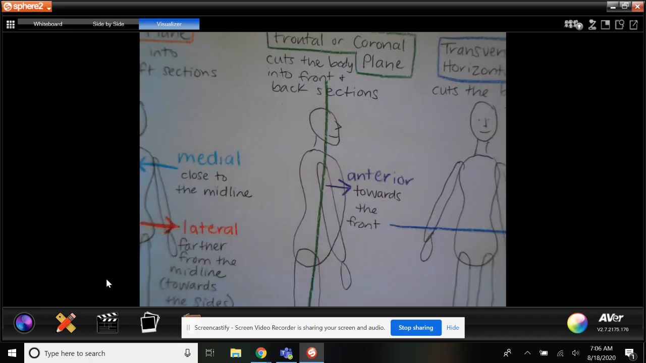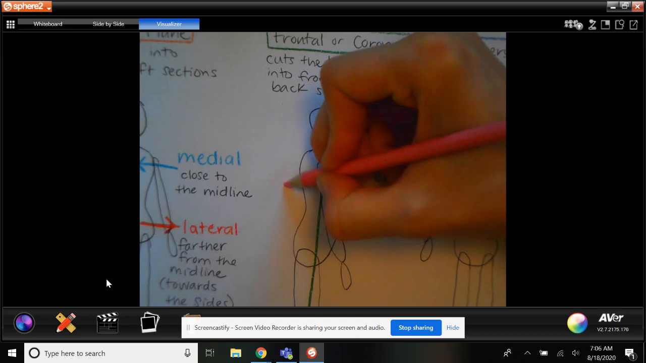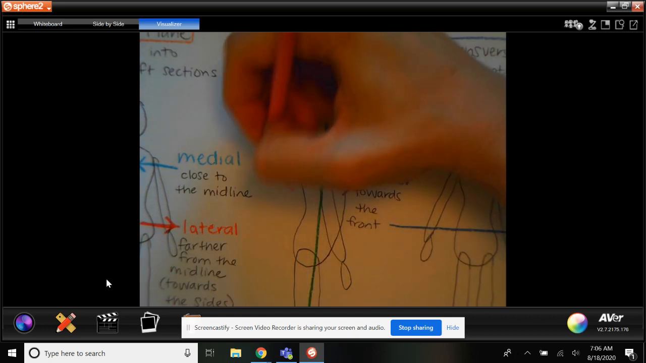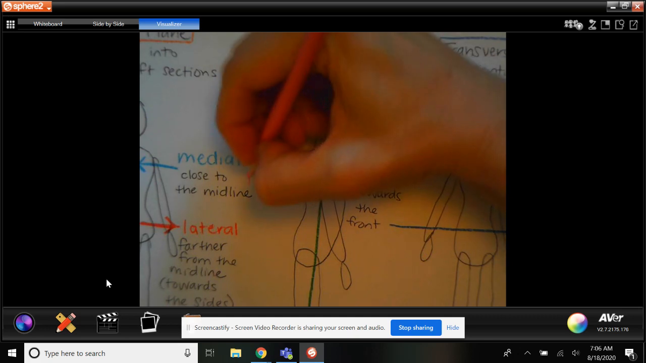And then going with that, the opposite one would be posterior. Let's see if I can fit it.